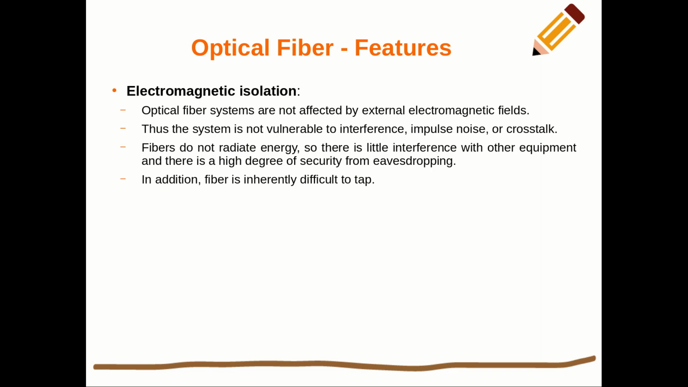Optical fiber features, continuing with two more. Electromagnetic isolation: optical fiber systems are not affected by external electromagnetic fields. The system is not vulnerable to interference, impulse noise or crosstalk, of course, because if we have a very good jacket, that helps the signal so that it is not affected by external disturbances, including noise, crosstalk, etc. Fibers do not radiate energy, so there is little interference with other equipment, and there is a high degree of security from eavesdropping.